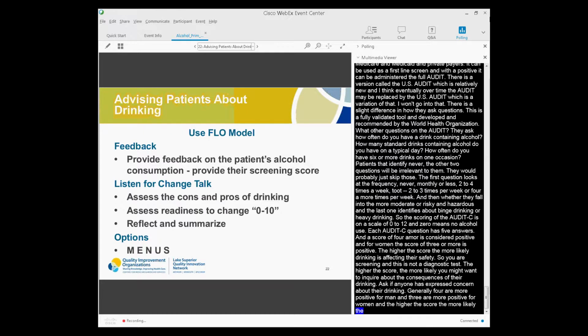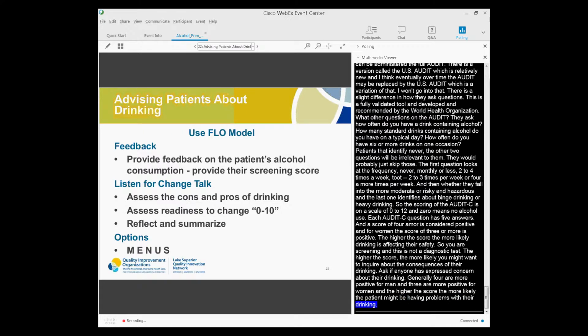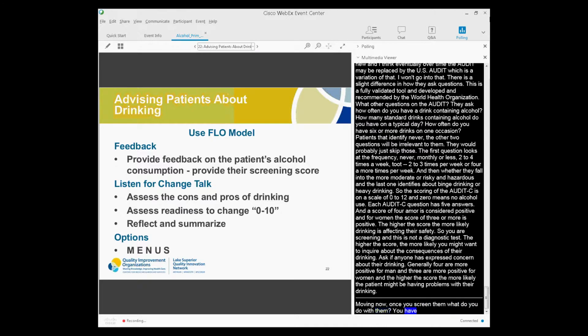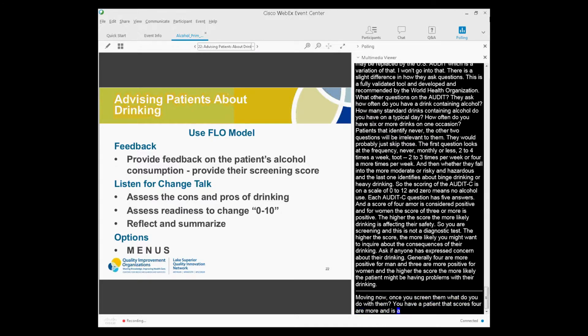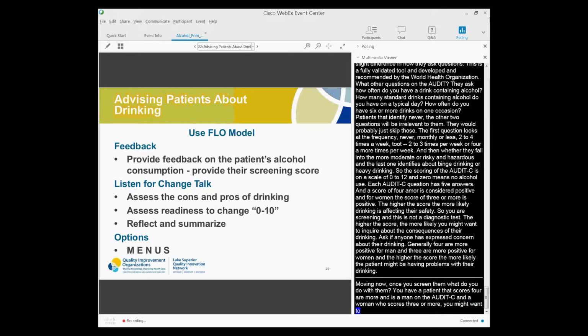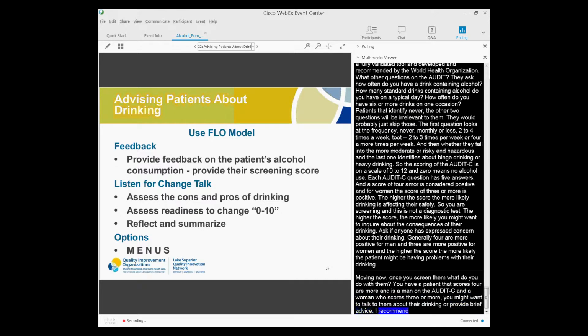So moving on, once you screen somebody, what do you do with them? If you have a man that scores 4 or more on the AUDIT-C, and a woman that scores 3 or more, you might want to talk to them about their drinking or provide some brief advice. And I recommend that we frame the brief advice in a model developed by the CDC, found in their publication, Planning and Implementing Screening and Brief Interventions for Risky Alcohol Use.